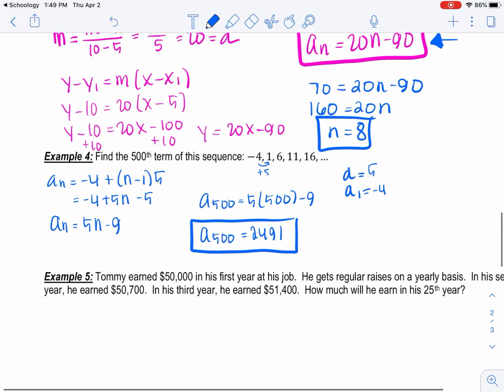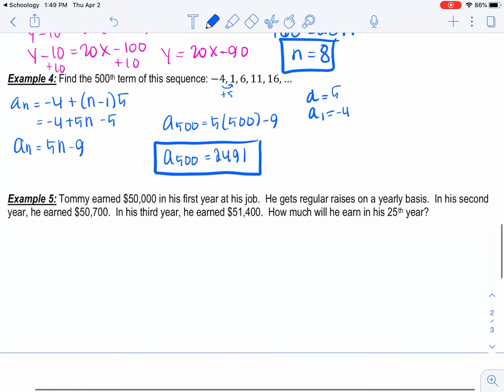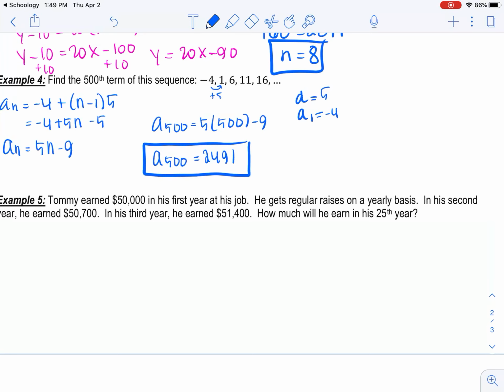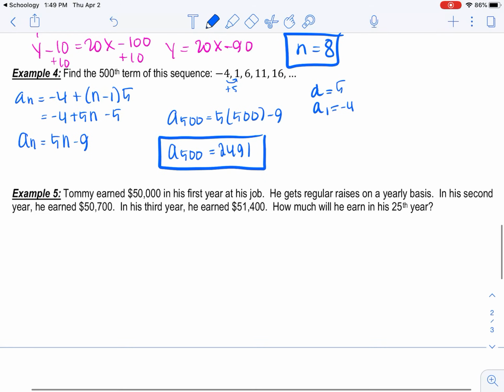All right, very last one here. Tommy earned $50,000 in his first year at his job. He gets regular raises on a yearly basis. In his second year, he earned $50,700. In his third year, $51,400. How much will he earn in his 25th year? So this is asking me, once again, what's the 25th term? If I had a rule, then it'd be very easy just to plug in 25, but I've got to come up with a rule in order to do that.